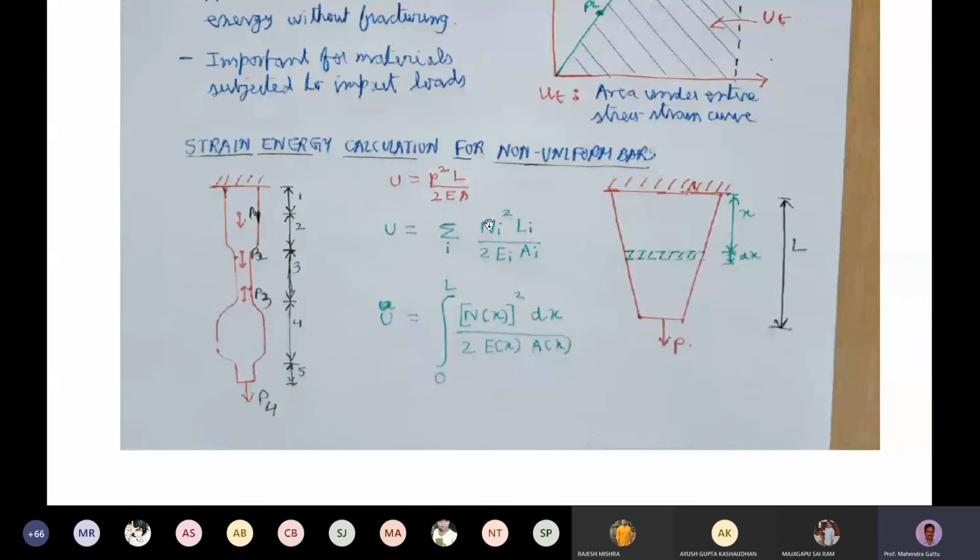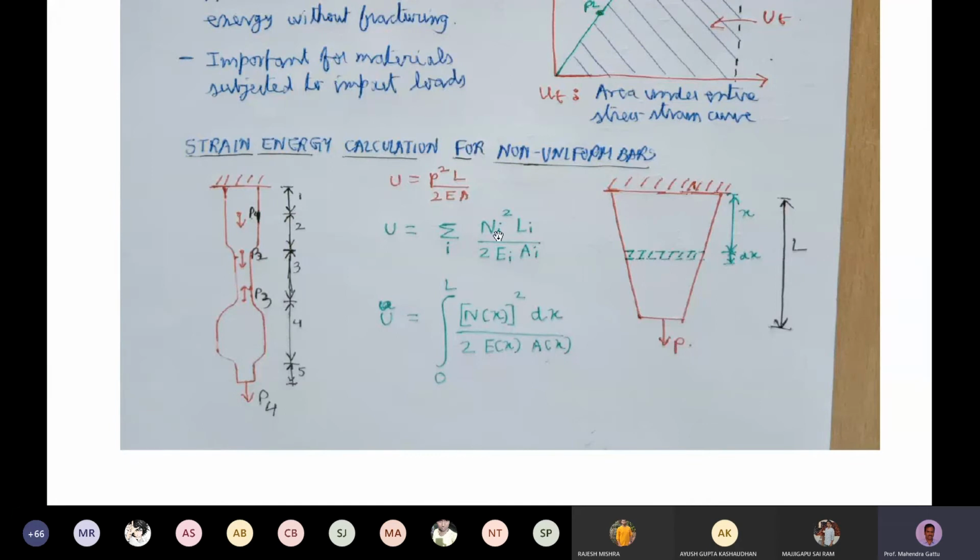Now here we have a non-uniform bar. This problem is there in the homework also. We have a non-uniform bar, and the area of cross section is varying along the length of the bar. So what is the strain energy for this bar? So instead of this summation, we do an integration. Since the axial force is varying as a function of x, and the area of cross section is also varying as a function of x.